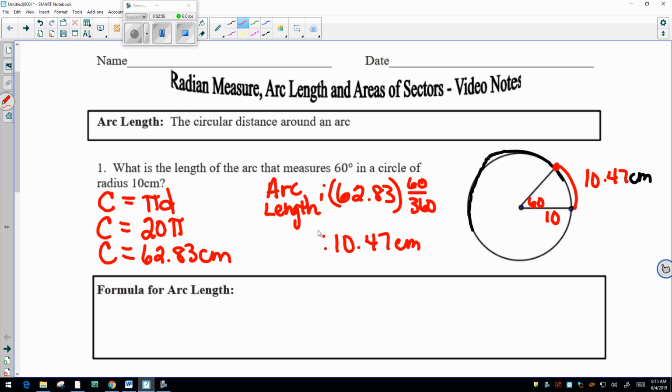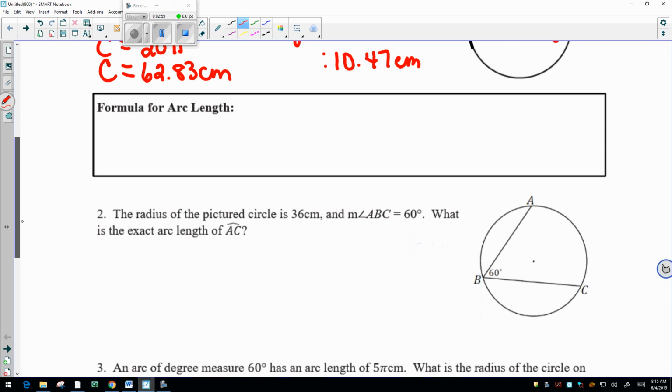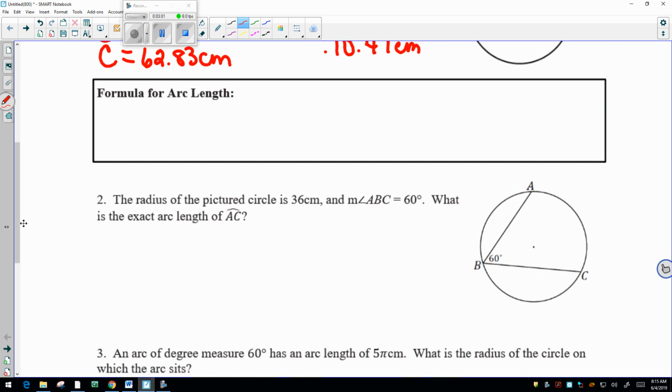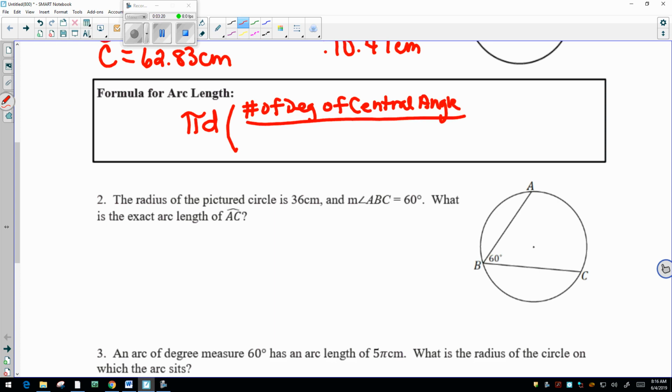That brings us up to an arc length formula. Think about what we just did. We take our circumference, so pi times diameter. We multiply that by the number of degrees, and I'm going to clarify here, this is of the central angle, and we divide that by 360. So that's your arc length formula: circumference times the number of degrees over 360. The degrees is your central angle.